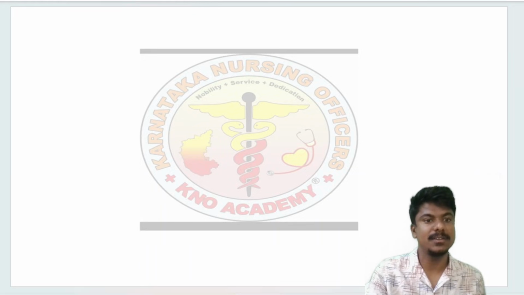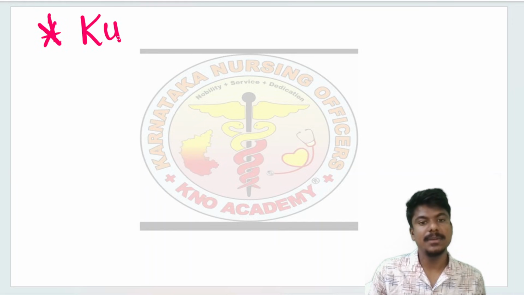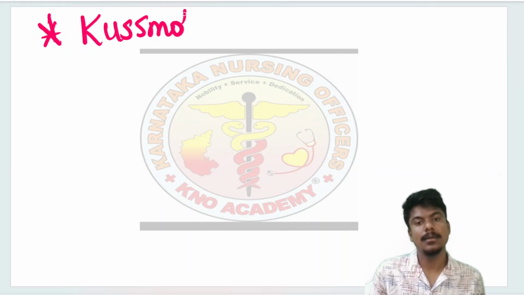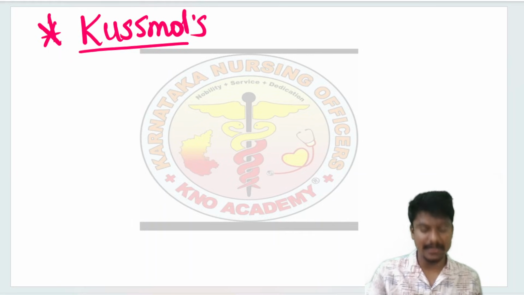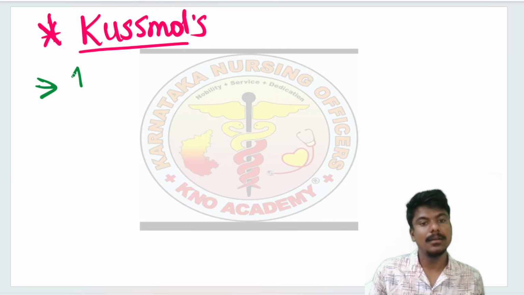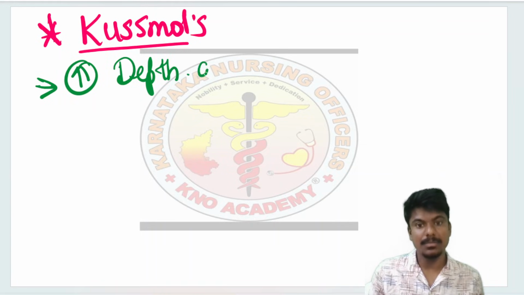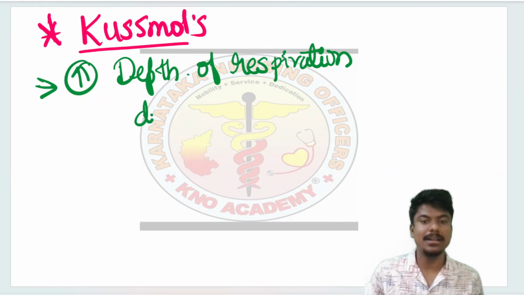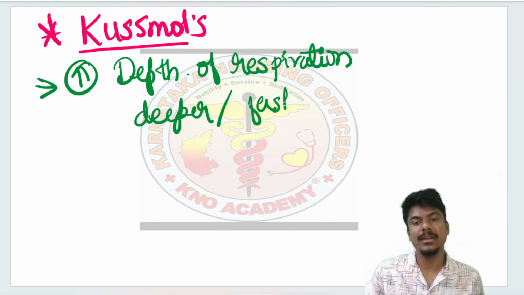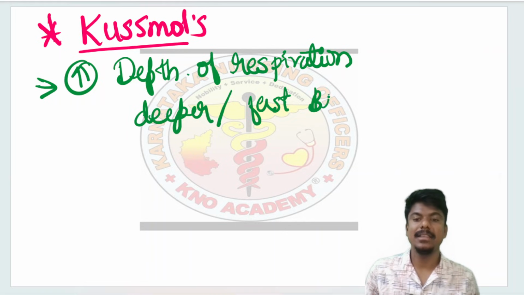In a second one, that is Kussmaul's breathing. Okay, Kussmaul's breathing, what will happen? In Kussmaul's breathing, there will be increased rate and increased depth of the respiration. It will be a deeper and fast breathing pattern.